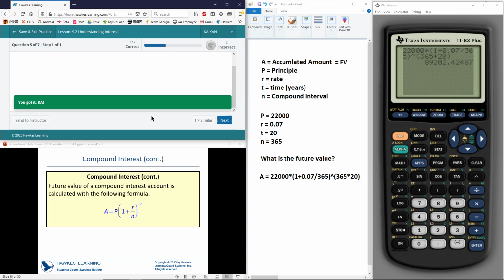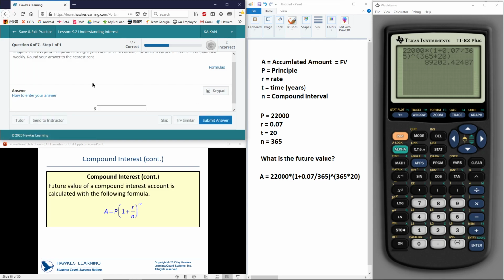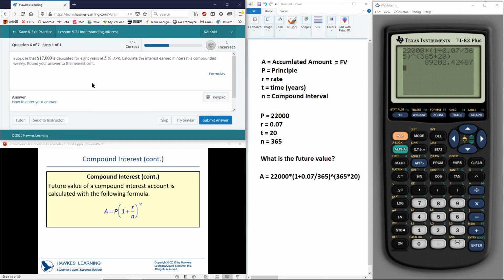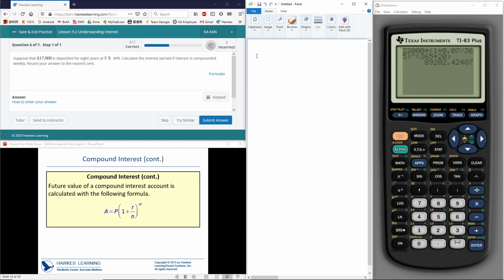89202.42. Nice, right? Let me see. Pretty much it's the same thing. This is 8 years. But now they're asking for the interest earned. Now, this is the part that's a little bit different.